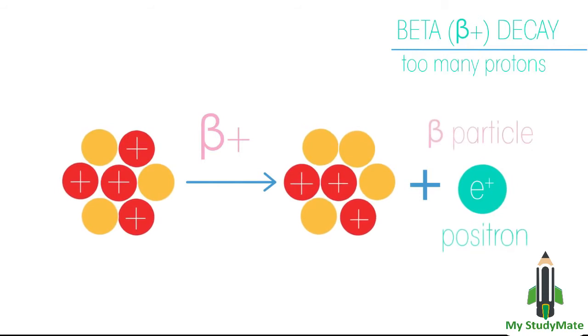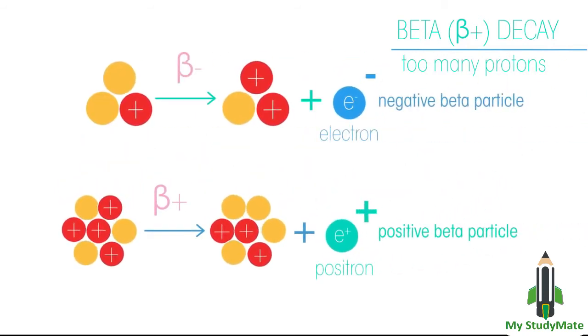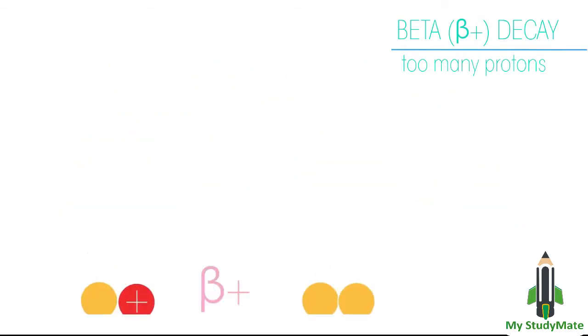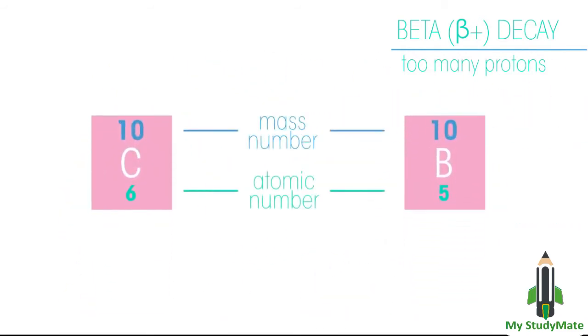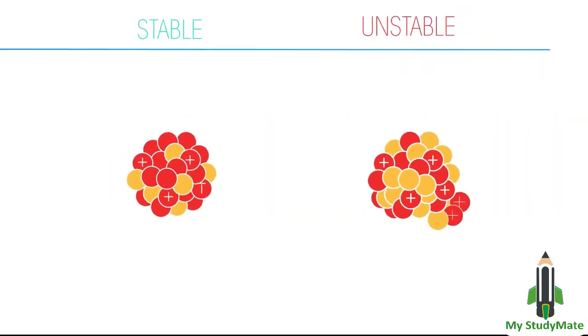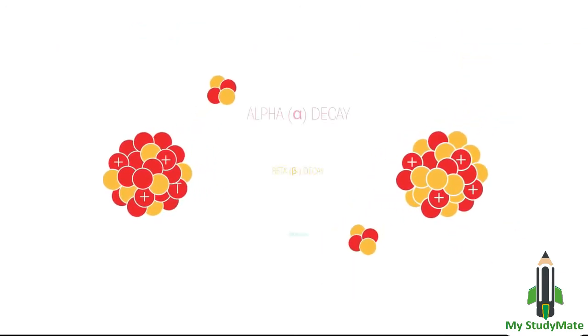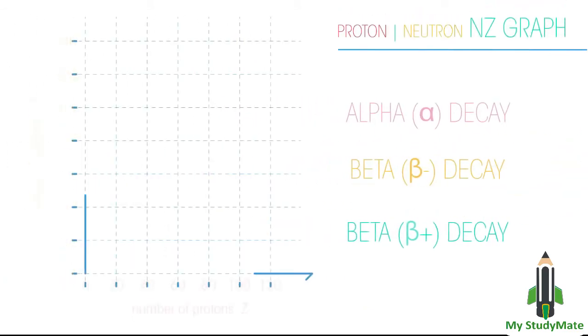When an isotope has too many protons, it decays by beta plus decay. A proton is converted into a neutron and a positive beta particle called a positron. Positrons have the same mass as electrons but the opposite charge. Losing a proton but gaining a neutron means the mass number stays the same, but the loss of a proton means the atomic number decreases by 1.